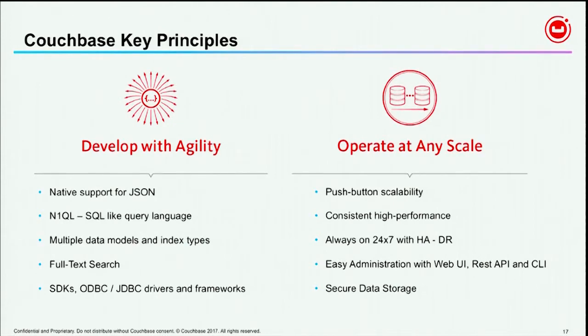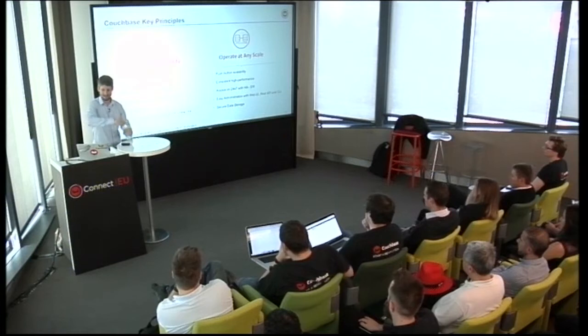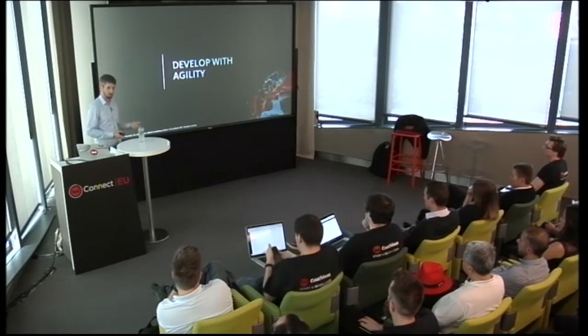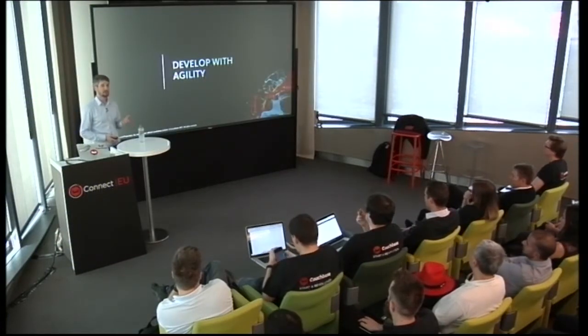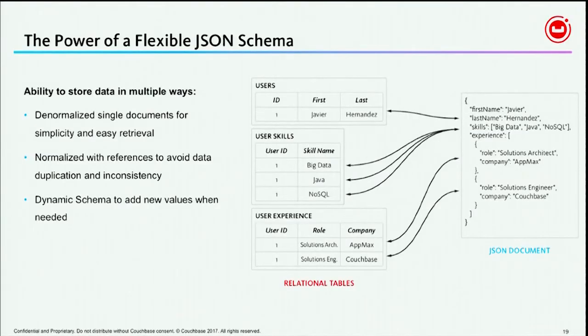So first off, development. Developing with agility means being able to bring your application features out to market faster, incrementally, so that you don't have to build a monolithic application and then deliver it all at once. You deliver it in pieces, and you can build and expand upon those as you gain more and more feedback. And all of that requires a very flexible schema or data model underneath.